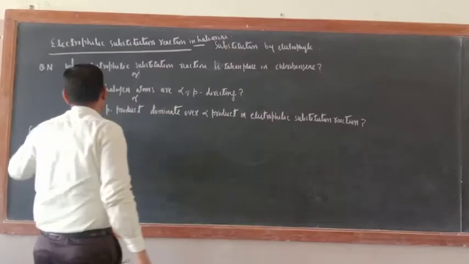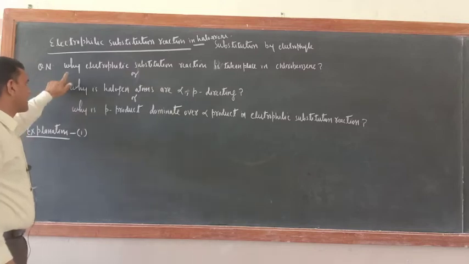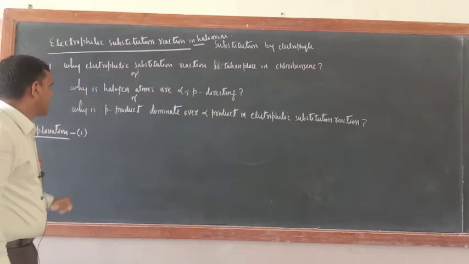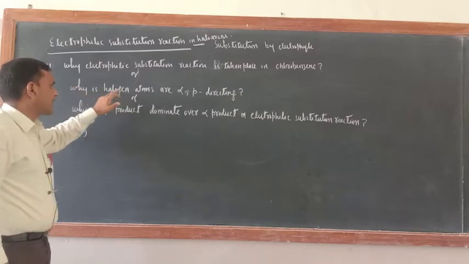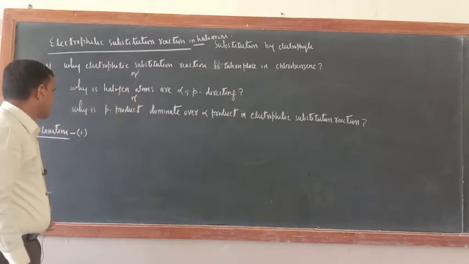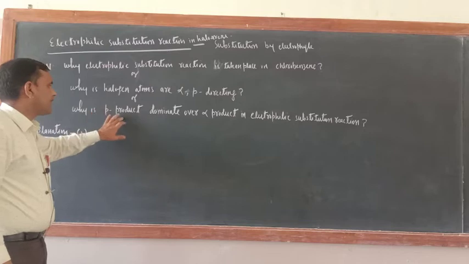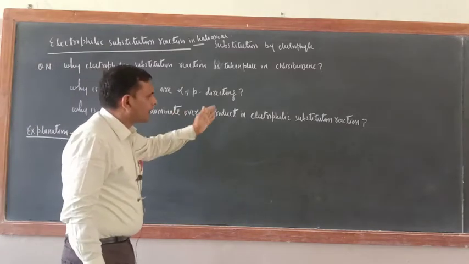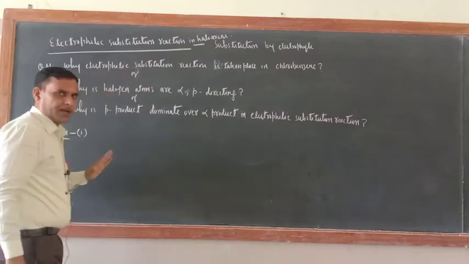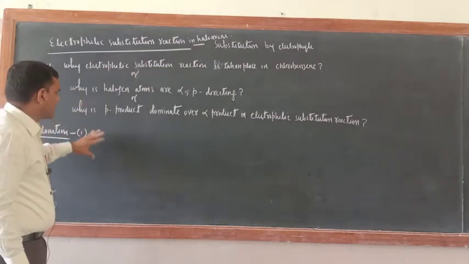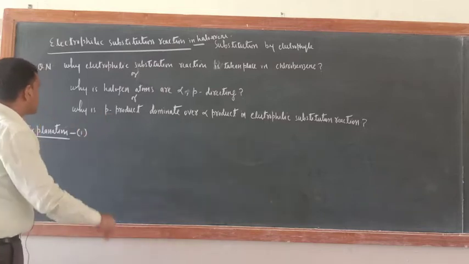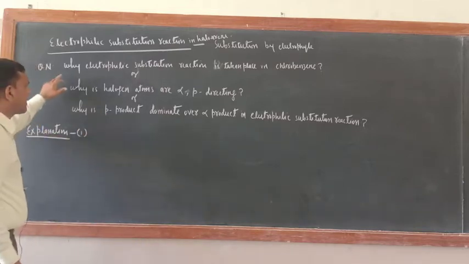Now here 3 basic questions are there. Why does electrophilic substitution reaction take place in chlorobenzene? Second question is, why are halogen atoms ortho-para directing? Third, why does the para product dominate over the ortho product in electrophilic substitution reaction? So the answer to all these 3 questions you will get in one go. Just see, first the explanation of the first point.